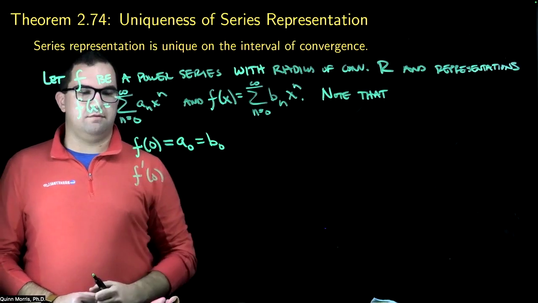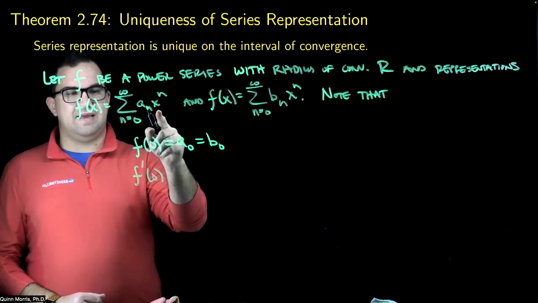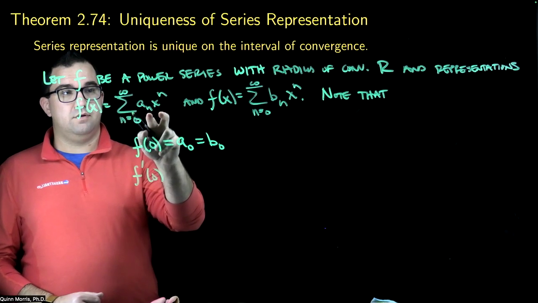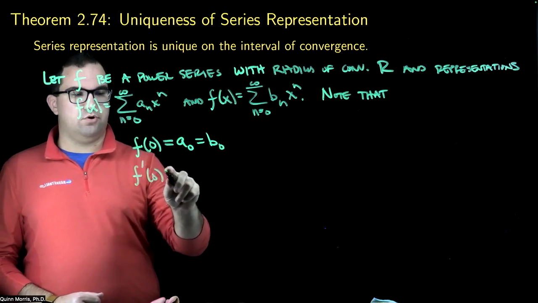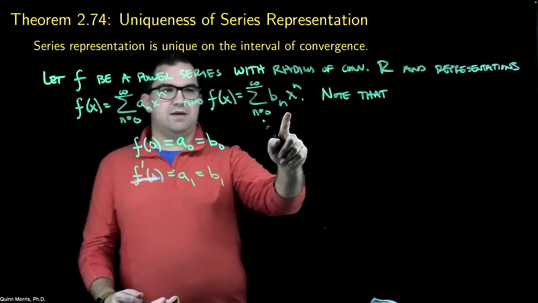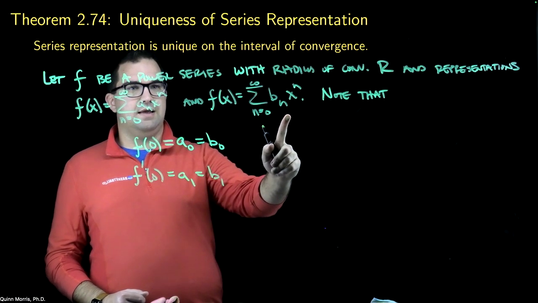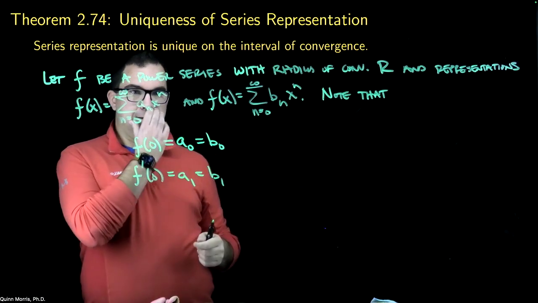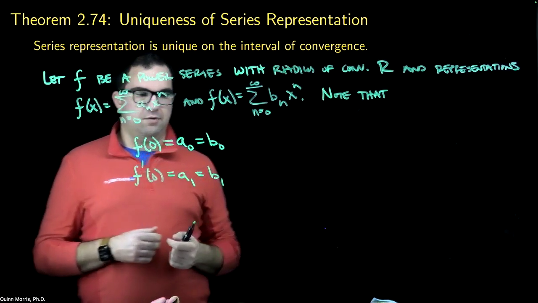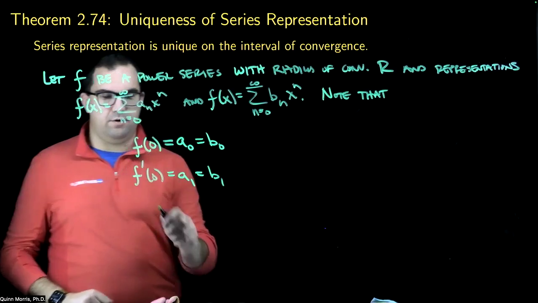Now I'm going to look at f prime of 0. If I take a derivative here, my constant term is going to be a1. So I plug in 0, all the other terms go away. Same thing over here. If I take a derivative, my constant term is now b1, and all the other terms go to 0. So that gives me that a1 and b1 have to be equal to each other because they're both the derivative of f at 0.